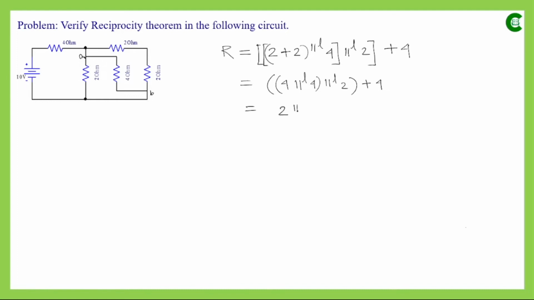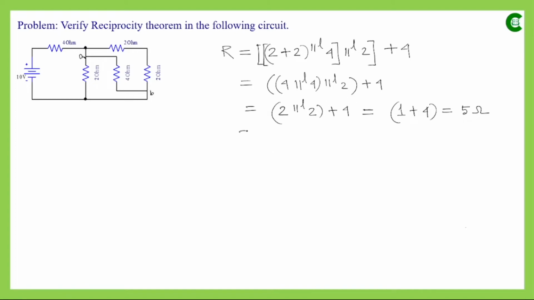That means 2 will next be connected in parallel with that 2. Since 2 and 2 are connected in parallel, again the equivalent resistance of that parallel path will be half of each value. That means 1 ohm. And this 1 ohm and this 4 ohm finally will be connected in series. So the final equivalent resistance of that network will be 5 ohm.